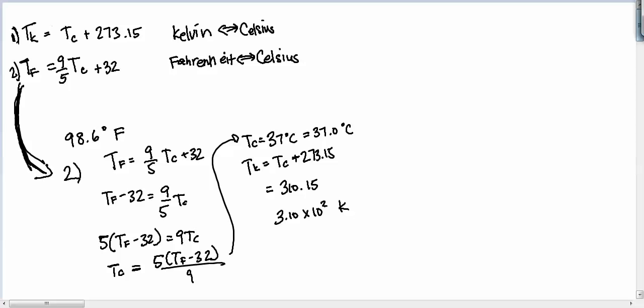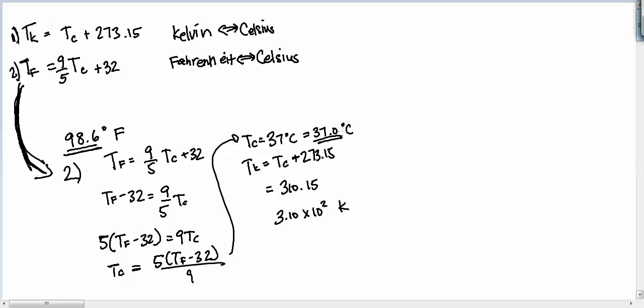The reason why I made one scientific notation, the other one not, is because, well, let me show you this. The problem gave us three significant figures, the 9, the 8, and the 6. So my answer should have about three significant figures.